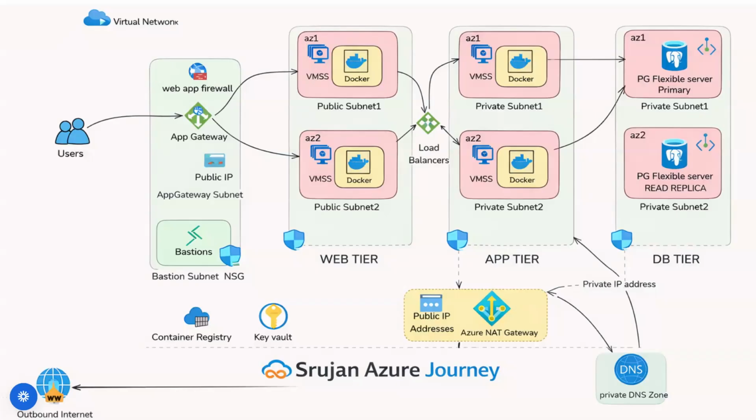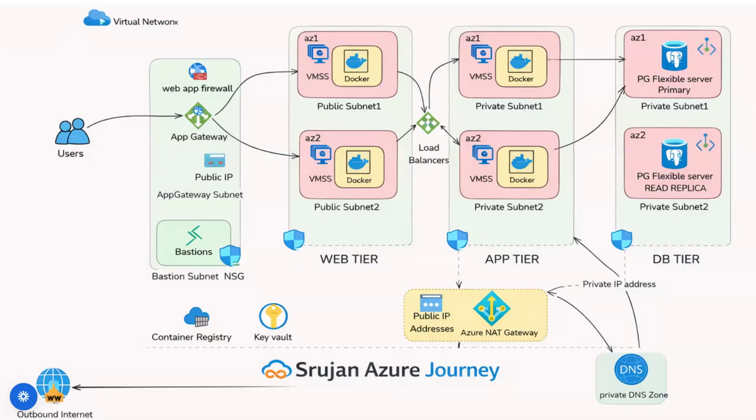So, talking about backend, an internal load balancer distributes the traffic to the backend services, which is virtual machine scale set, hosted in a private subnet, ensuring no direct internet exposure. So, only the first tier is exposed to the internet. The backend tier and DB tier are not exposed to the internet.